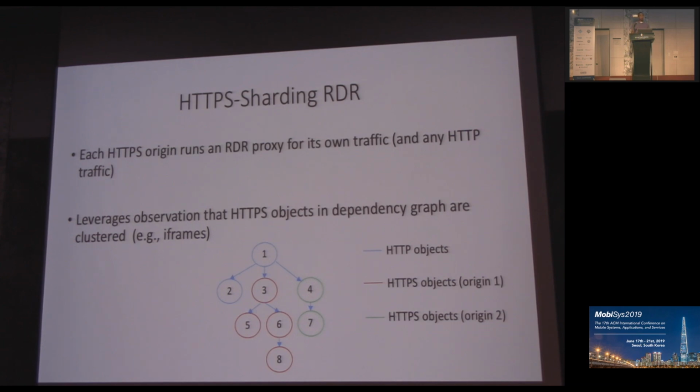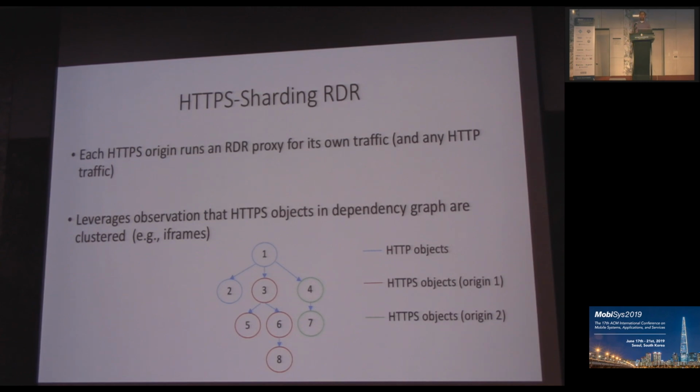With full RDR, a proxy would be able to load all of this page's objects, while with HTTP only, the proxy would essentially have to ignore objects 3 through 8. With HTTPS sharding, the proxy for origin 1 could load objects 3, 5, 6, and 8, and the proxy for origin 2 could load objects 4 and 7.